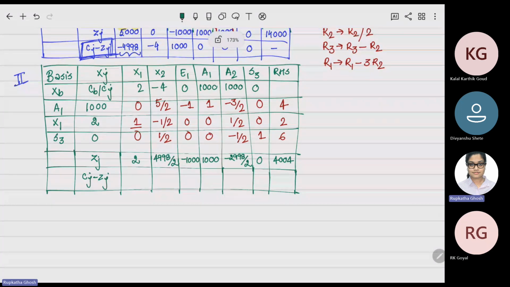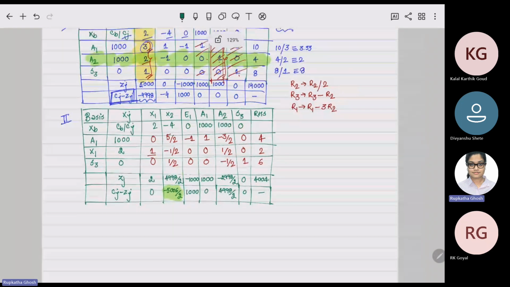Yes, yes. Okay. Cj minus Zj would be now 0. See, now it is 2 minus 2, 0. But now this one is minus 4, minus 8 minus 4998. So that is minus 5006 by 2, 1000, 0, 2000 minus 4998 by 2, 0. Okay, so now you can very well understand which one do we have to consider, because this one has this value. So now we again do the same thing.